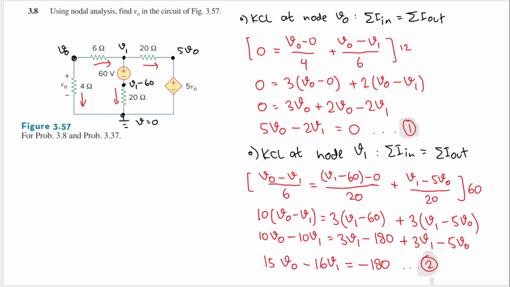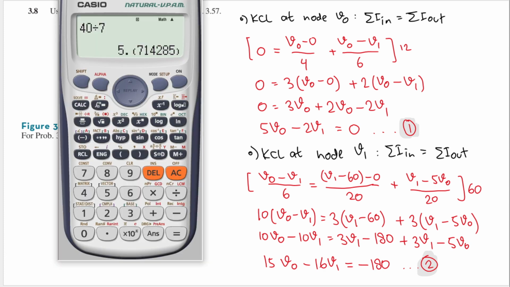Now we have 2 equations and 2 variables. We can find out using the calculator. Let's set it up as equation solver, number 5. 2 variables is number 1. Then we will have 5, then minus 2, and then 0. In the second one, I will have 15, minus 16, and then minus 180.